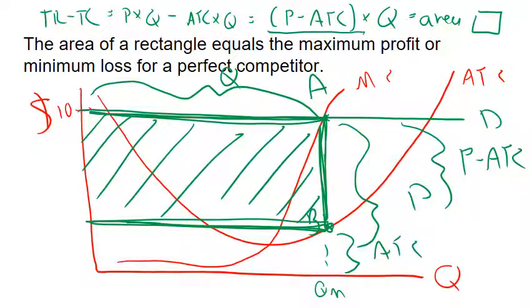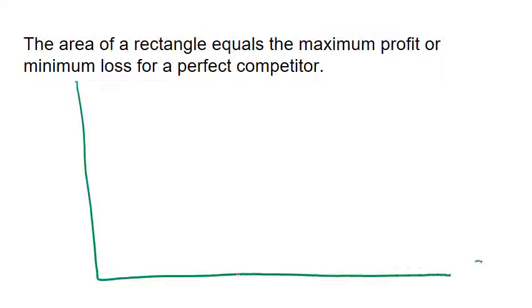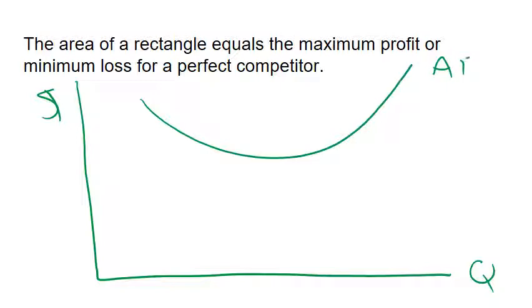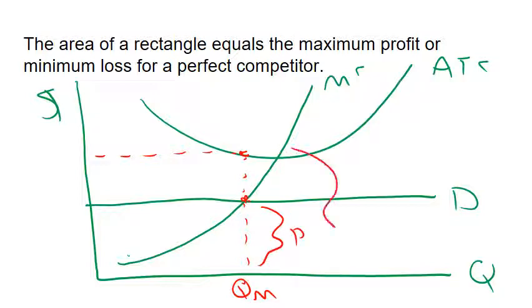Let's look at what happens when you suffer a loss. Suppose we have a situation now where, here's quantity, here are dollars, average total cost will be up here, here's my marginal cost. And let's say here's demand coming out like that. Well, now we still have an intersection between demand and marginal cost. That's still going to be QM. But now when I go up to the average total cost curve, I find that average total cost is higher than price. So here's my price. Here's my average total cost.